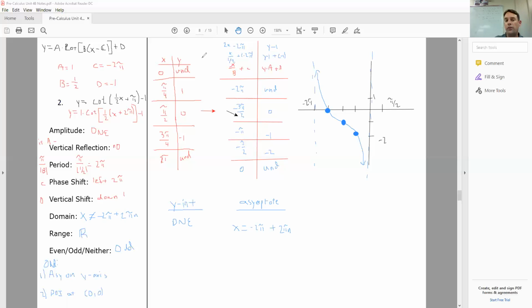And last and certainly least, friends, what are the relative extrema? Well, because it goes from negative infinity to positive infinity, relative minimum, there will be none. Relative maximum, there won't be any. And friends, that is the cotangent graph.